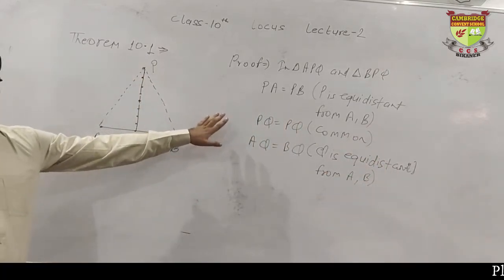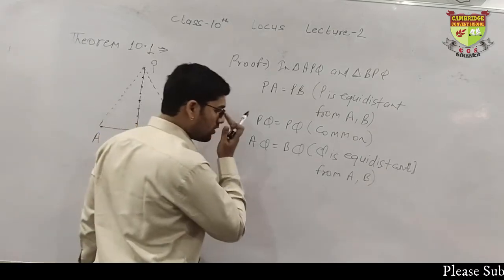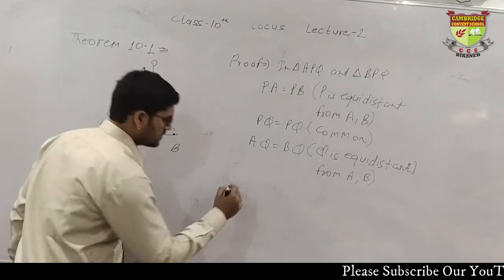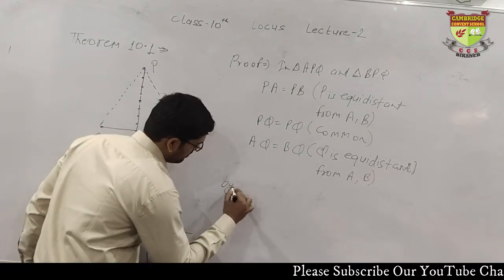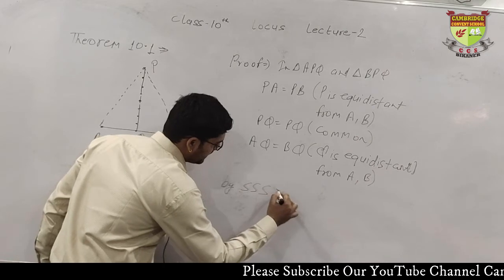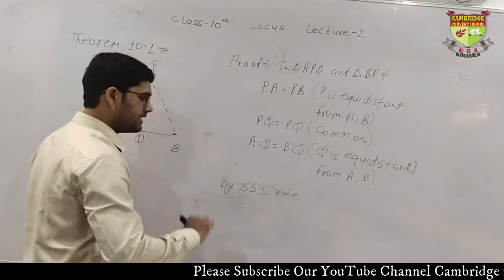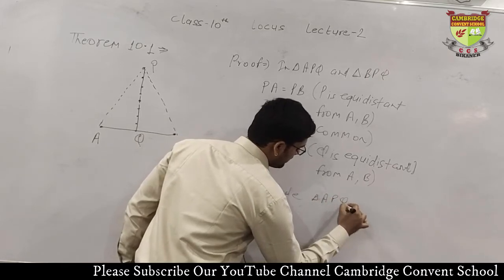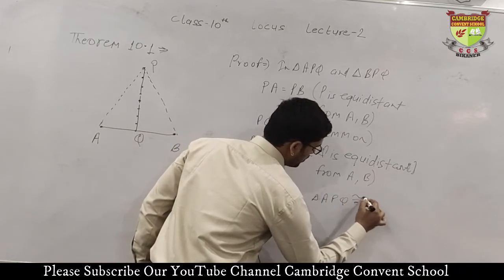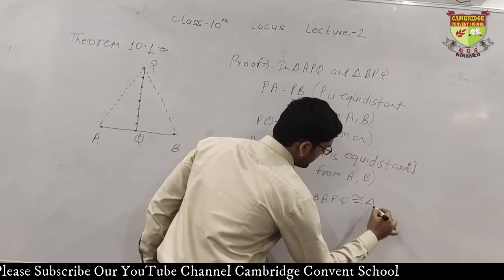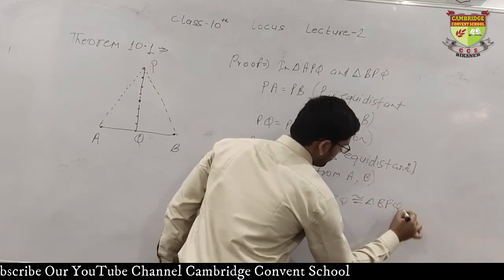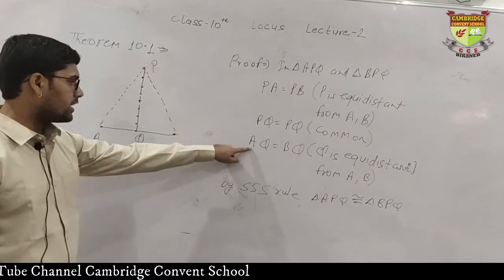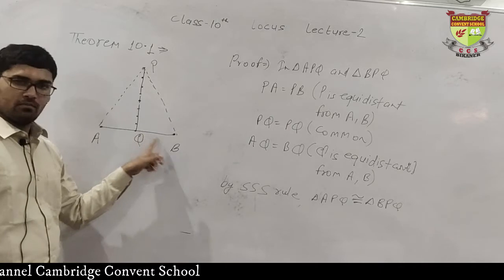So three things are equal. So what can we say now? This is side, this is side, this is side, part of 9th class syllabus. By SSS rule, side rule, triangle APQ is congruent, this is the symbol of congruent, to BPQ. Both the triangles are congruent. One thing is proven, what? AQ is equal to BQ. That means bisector is proven.